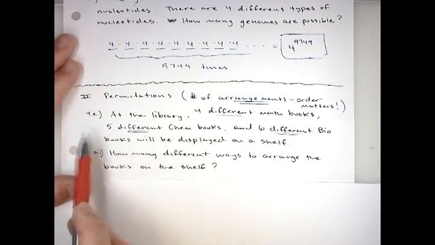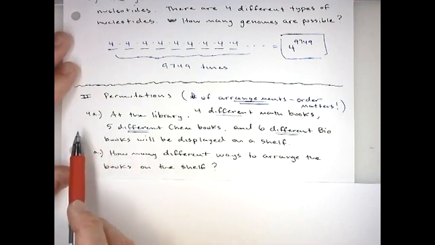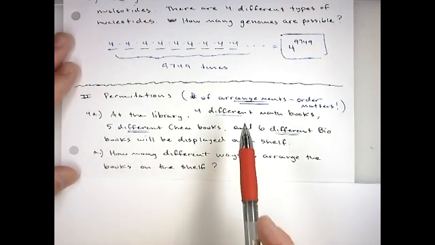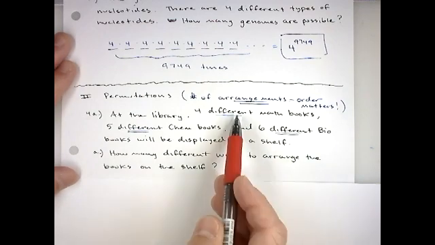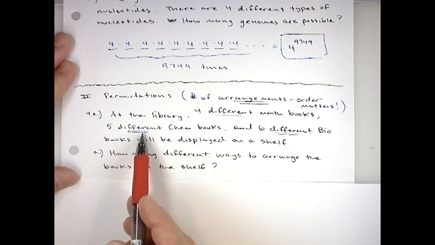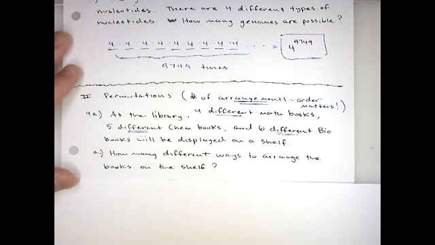So here's an example. Let's say at the library, they have a shelf where they're going to store 4 different math books. So they're different, they're not the same. 5 different chem books and 6 different bio books. And they're going to place them on a shelf. So how many ways are there to arrange the books on the shelf?